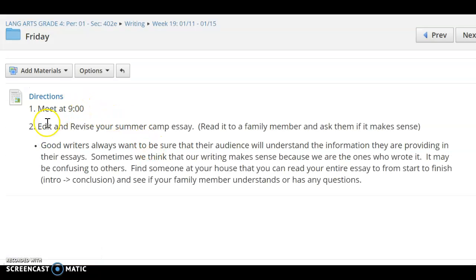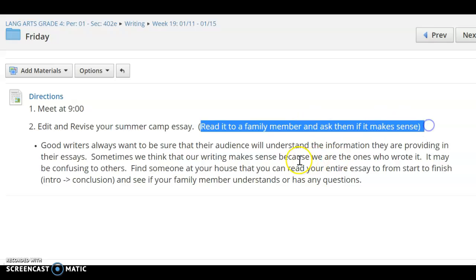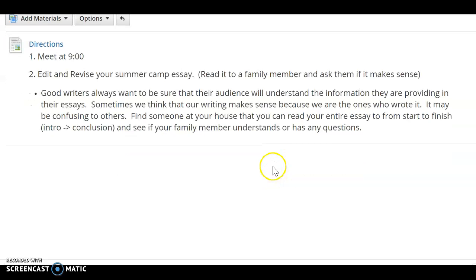So let's take a look at what you're doing on Friday. We're going to meet at 9 o'clock, and then you have time to edit and revise your summer camp essay. So what I recommend first, it says here, read it to a family member and ask them if it makes sense. Guys, when we write these essays, oftentimes it really makes sense to us because we're the ones who wrote it. But then somebody else picks up your essay who is not inside your brain and doesn't know exactly what you were thinking, and they may be a little unsure about some of the pieces or some of the sentences that you have.